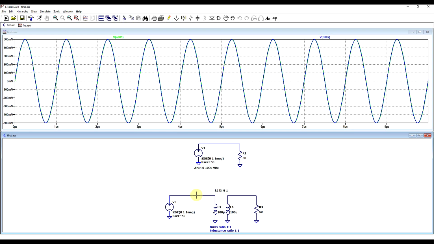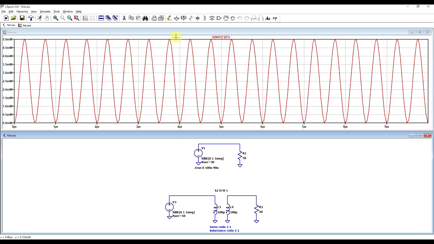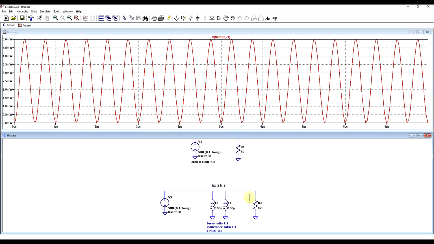Secondly, we can look at what power gets delivered to the load. So we can look at the power delivered in the first circuit. We have peaks of 5 milliwatts, and in the second circuit we have the same thing. So both in the first circuit and the second circuit, the load is matched to the signal source.